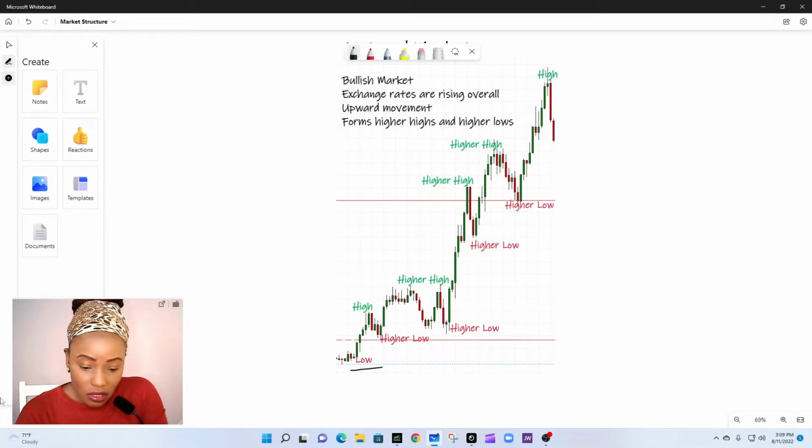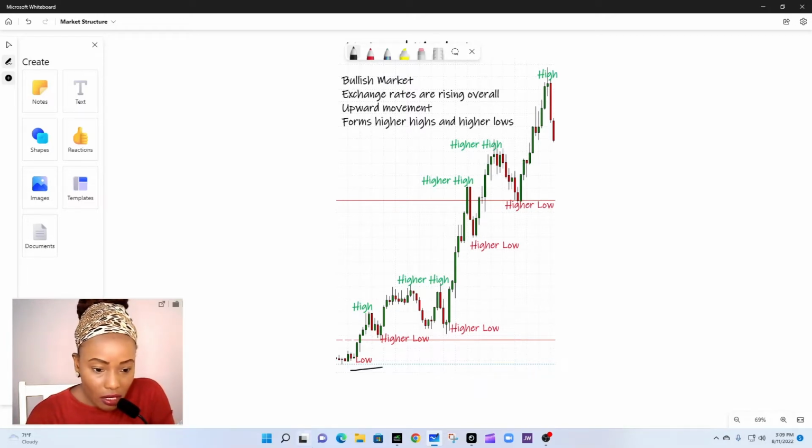So in the process, as the impulsive moves push the price higher to higher highs, as a Forex trader, you're looking for opportunities to buy. Remember, in a bullish market, we buy. So you're looking for opportunities to buy. You're looking for opportunities to get your trades at discounted areas. So you're looking for points of interest.